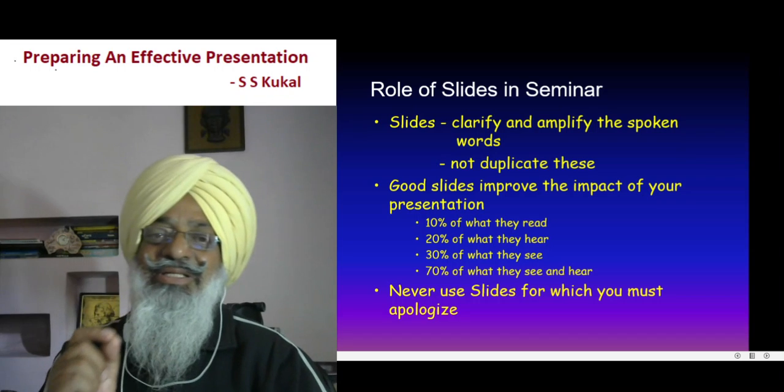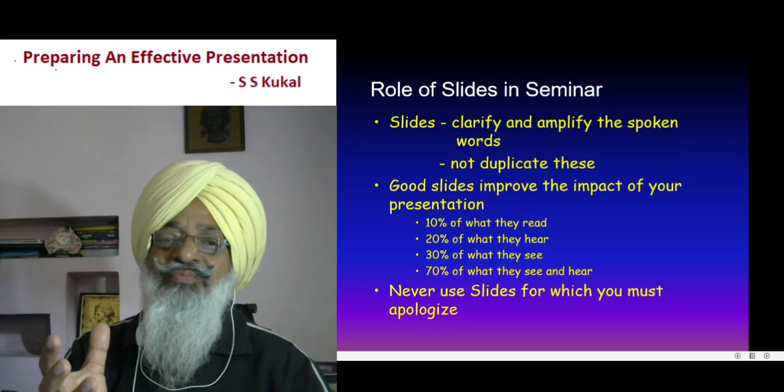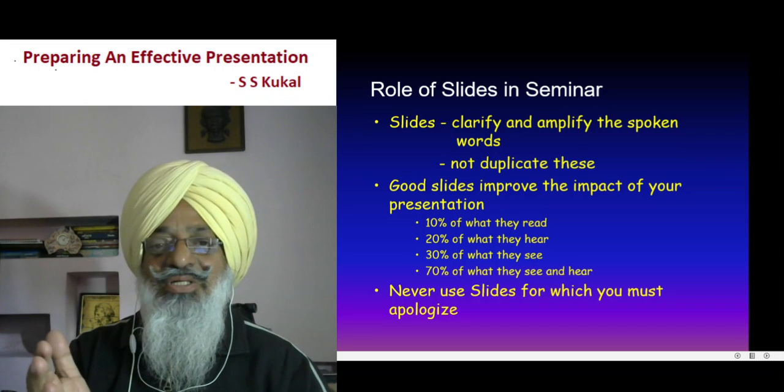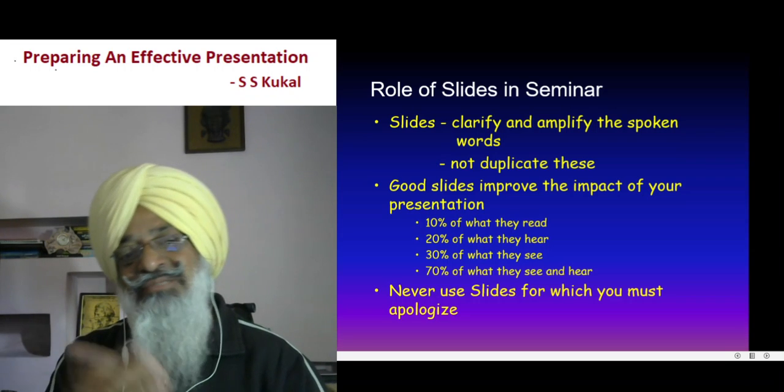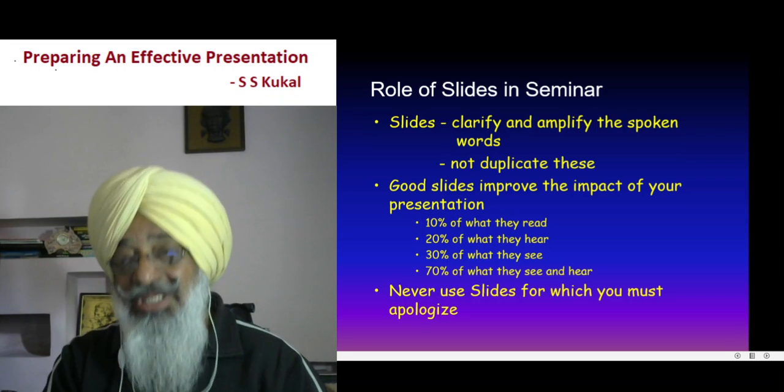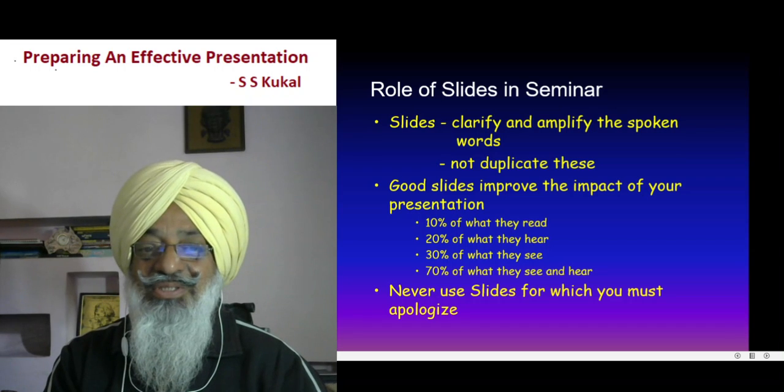It is generally said that when you read a particular document, you grasp just 10%. When you hear, you grasp 20%. When you see, you grasp 30%.